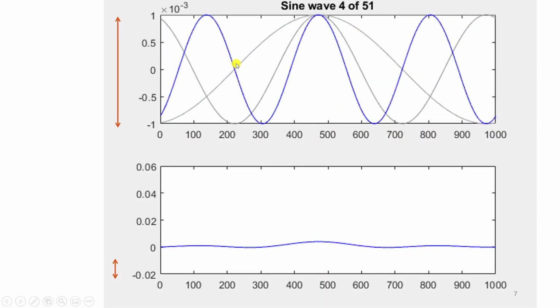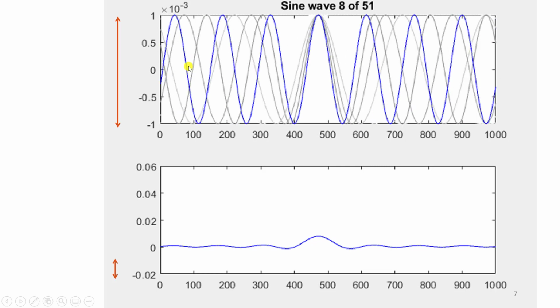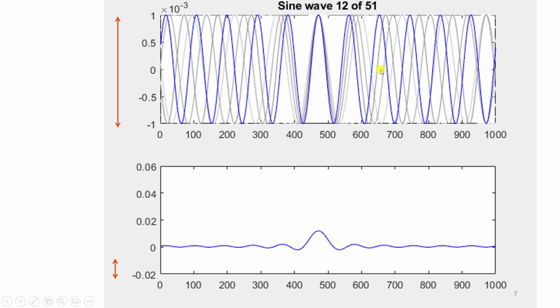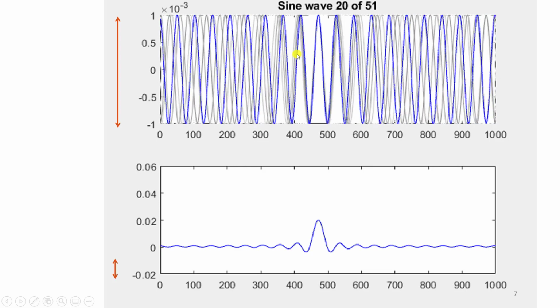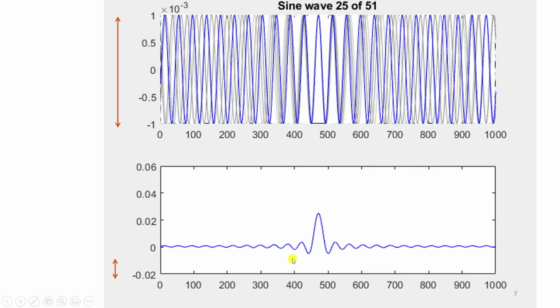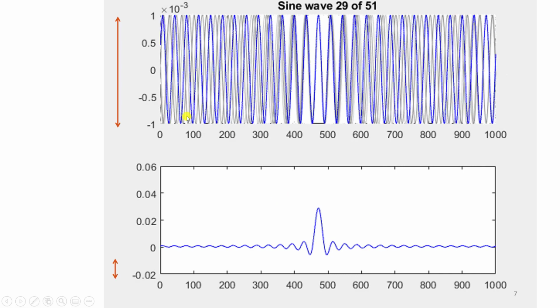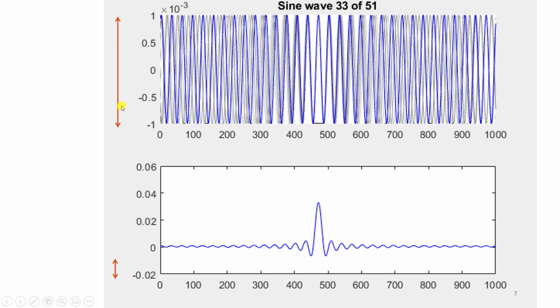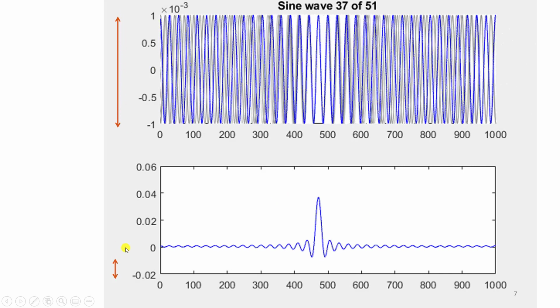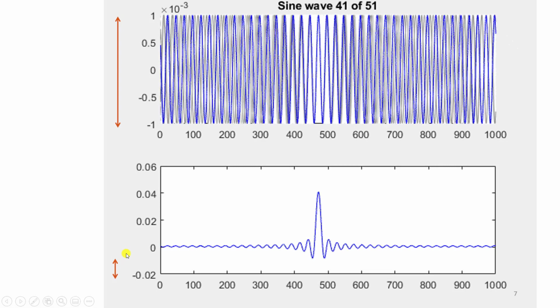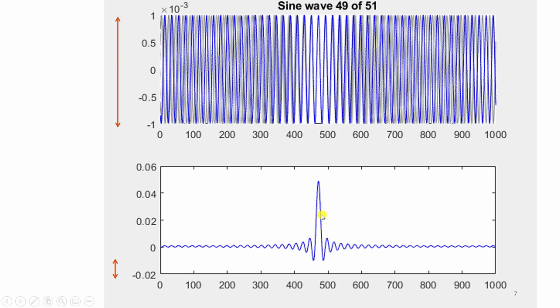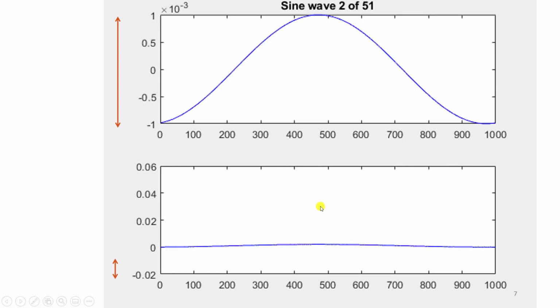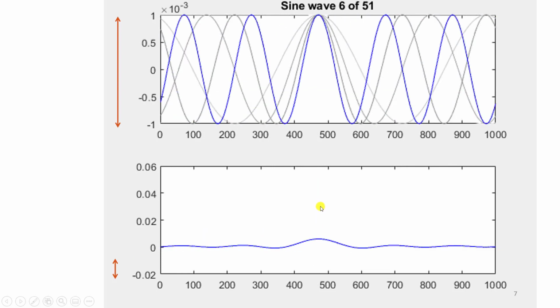We see here how the impulse is formed, as the low amplitude sine waves, which are shown enlarged in the top, are summed together. The result of this sum is shown in the bottom window, with the relative amplitudes indicated by these orange arrows. Now, as the sine waves are added together, their amplitudes cancel, except in the center where they constructively combine to form the impulse.